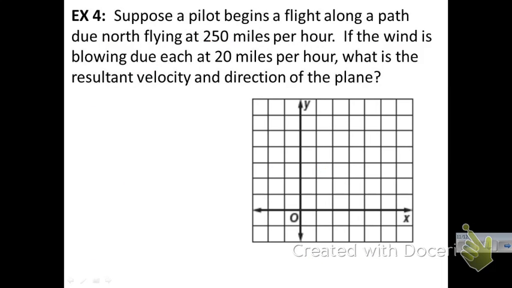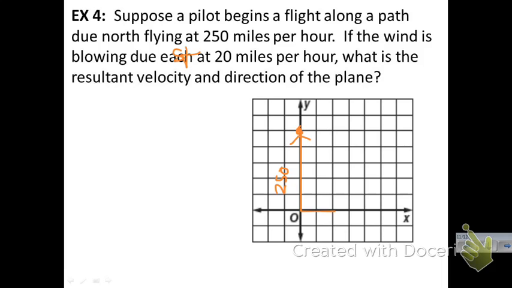On example 4, it says, suppose a pilot begins a flight along the path due north, flying at 250 miles per hour. So I think I'm going to have to go by 50s on my graph. So to get 250 due north, 50, 100, 150, 250 will put us right there. So we have a vector that's going 250 due north. We have a wind that is blowing due east, not each, at 20 miles per hour.